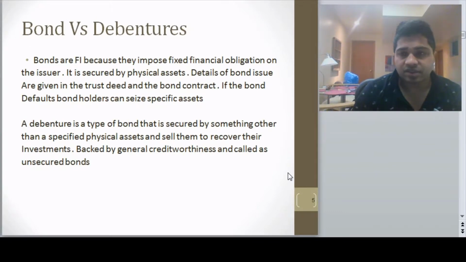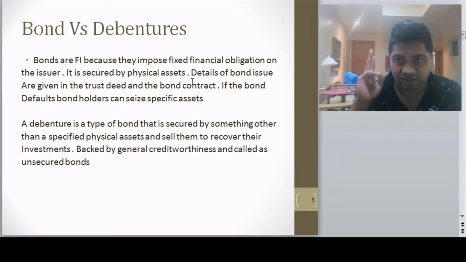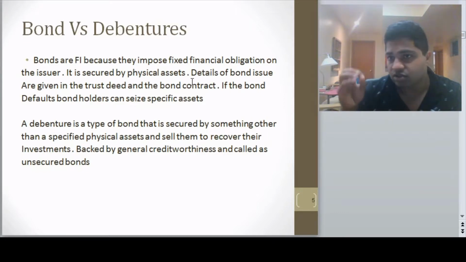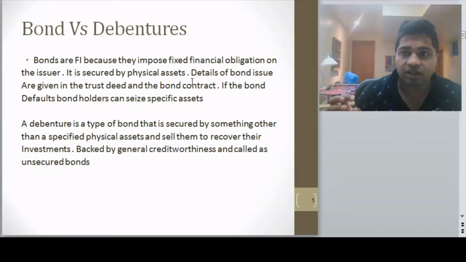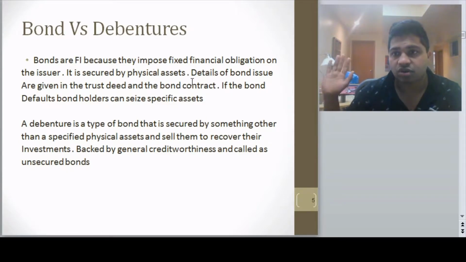Bonds versus debentures. Bonds are fixed income because they impose a fixed financial obligation on the issuer. Important thing, they are secured, and they are secured by physical assets. Physical assets means a particular factory, an inventory of raw materials, or, let's say for an infrastructure company, a bridge or a railway cart, etc.